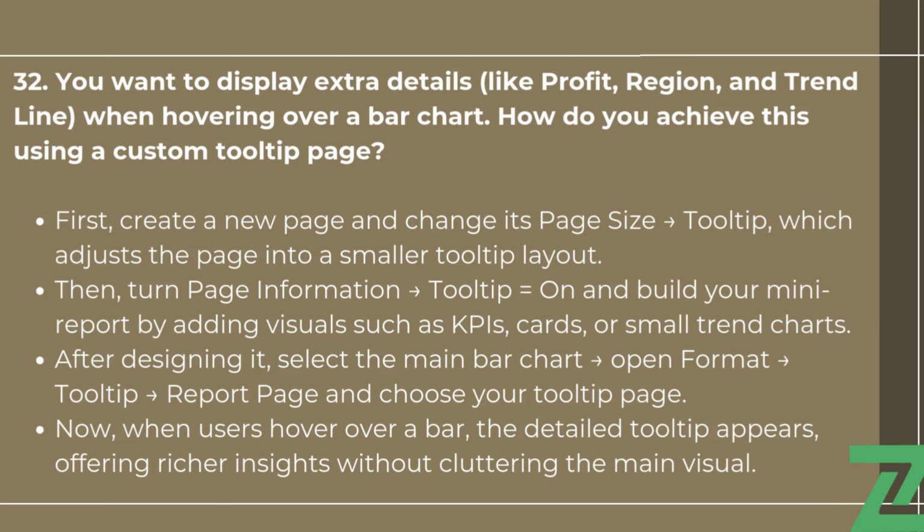Next, turn on page information and set tooltip to on. Then build the mini report by adding visuals such as KPIs, cards, or small trend charts. After designing the tooltip page, go back to the main bar chart. Open the Format pane, go to Tooltip, choose Report Page, and select the tooltip page you created. Now, when users hover over a bar, a detailed tooltip appears, giving deeper insights without cluttering the main visual.